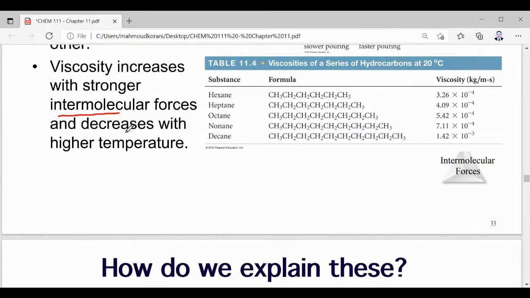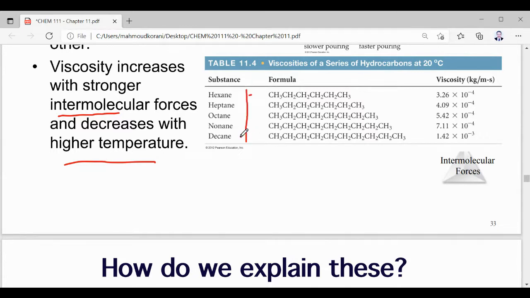So viscosity depends on two factors: intermolecular forces and temperature. It's directly proportional to the intermolecular force and inversely proportional to the temperature. Increasing the temperature decreases the viscosity.